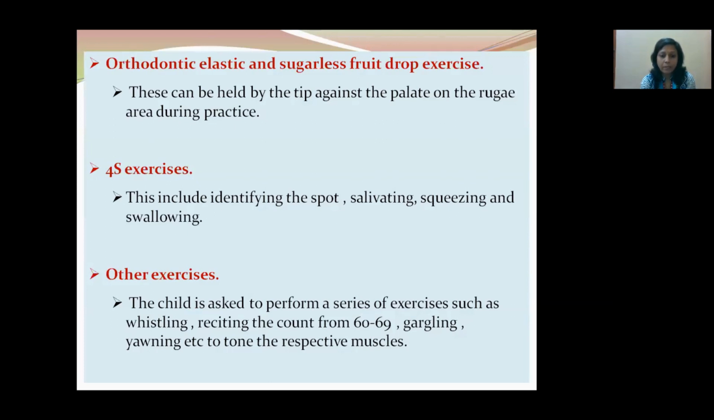Some other exercises include where the child is asked to perform a series of exercises such as whistling, reciting the count from 60 to 69, gargling, yawning, etc. to tone the respective muscles.